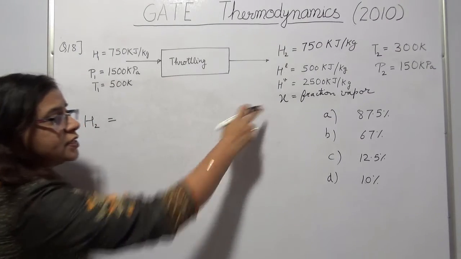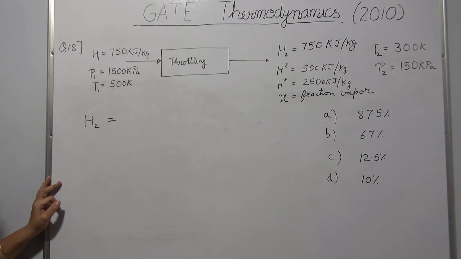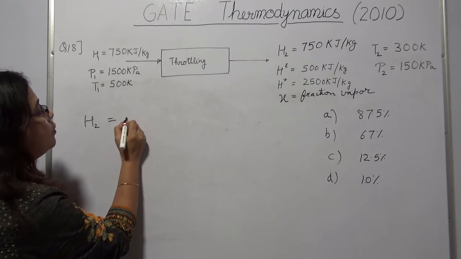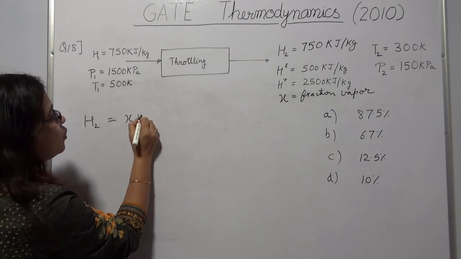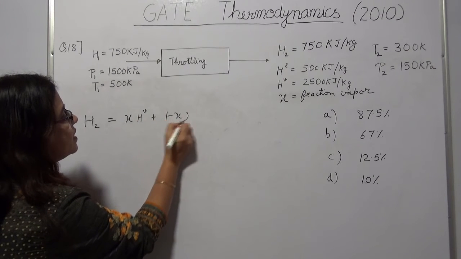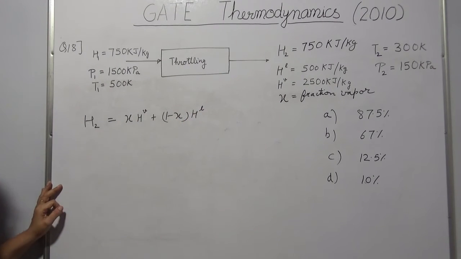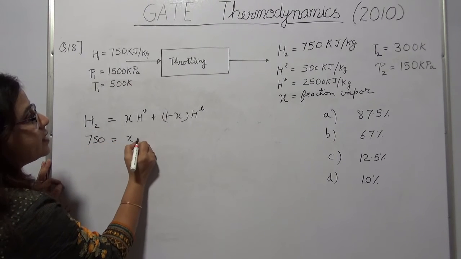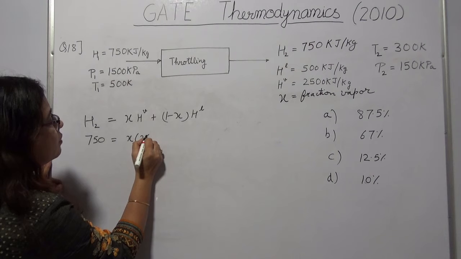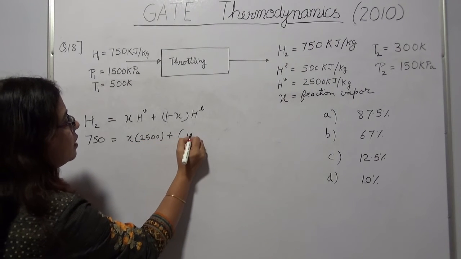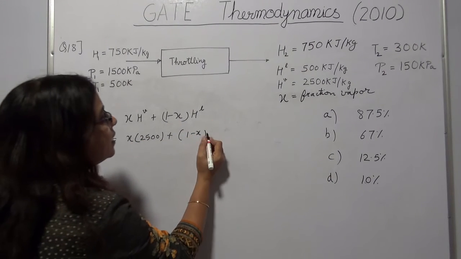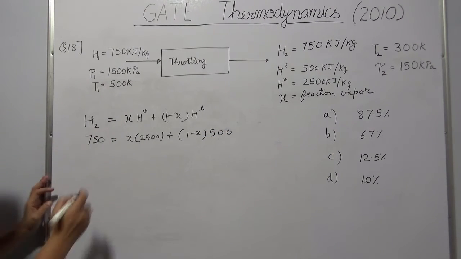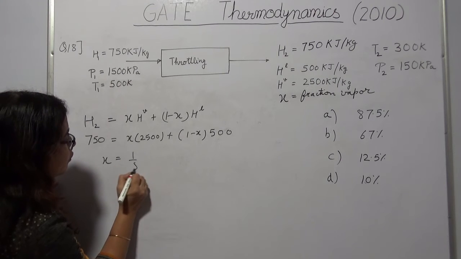I will make use of this mass fraction which I have defined. So x is the fraction of vapor in the exit stream. Once again I am telling you, I am going to write x times HV plus 1 minus x times HL. So now my H2 is 750, that is equal to x times HV, which is 2500, plus 1 minus x times HL, that is 500. So I'm going to solve this equation for x. If I solve this for x, I get a value of 1 by 8.